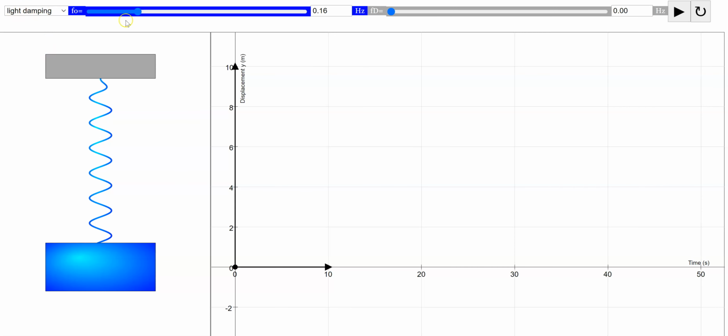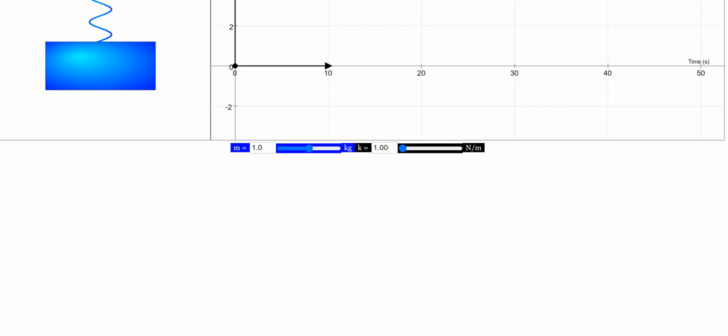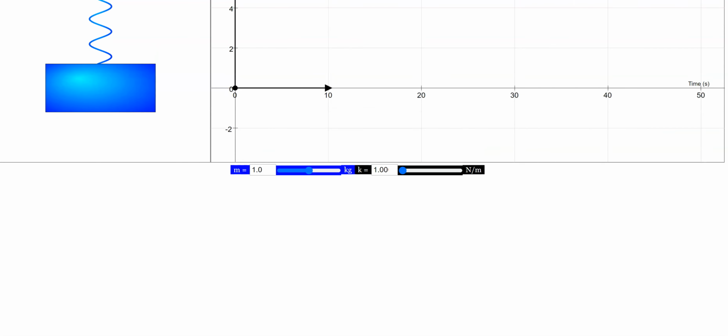I can actually control damping in this application. I control the frequency of the system. I'm not going to change it. I'm just going to use the frequency which sits over here. And I can also control the mass and the constant. Here I'm just going to keep them as they were set originally.